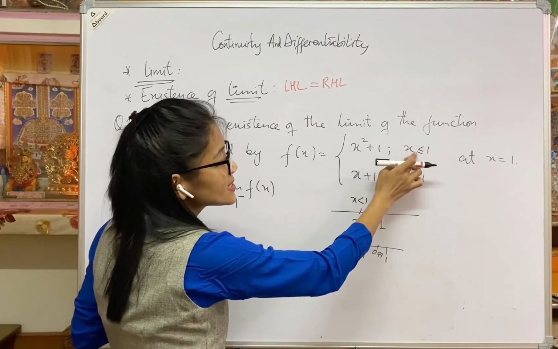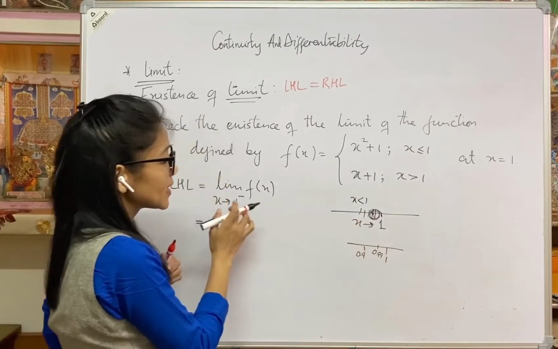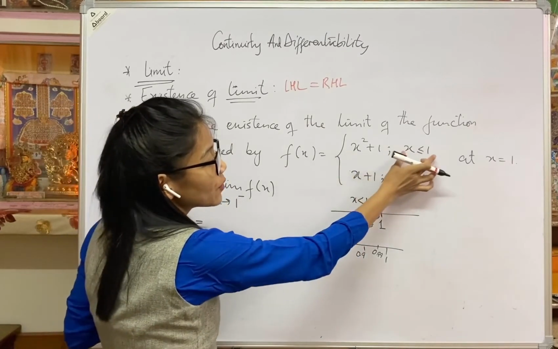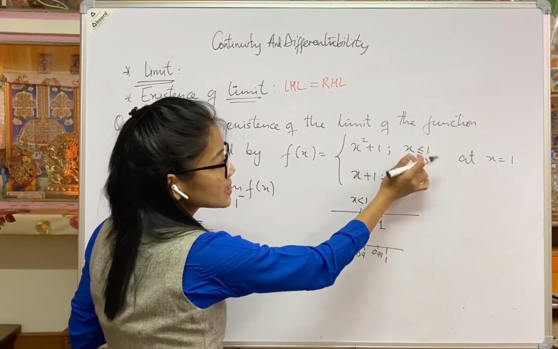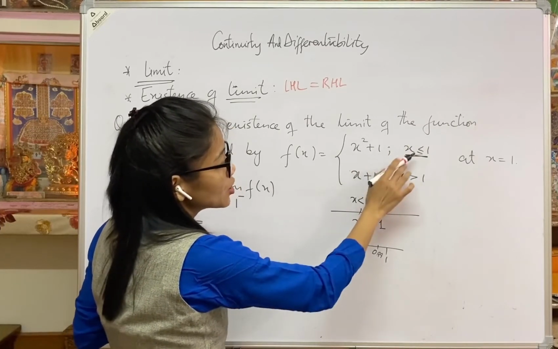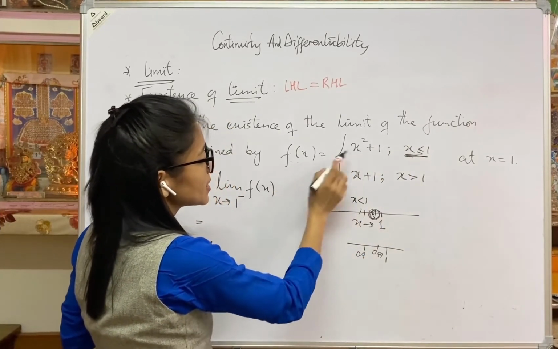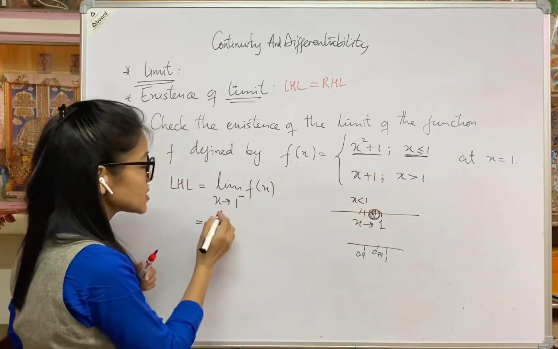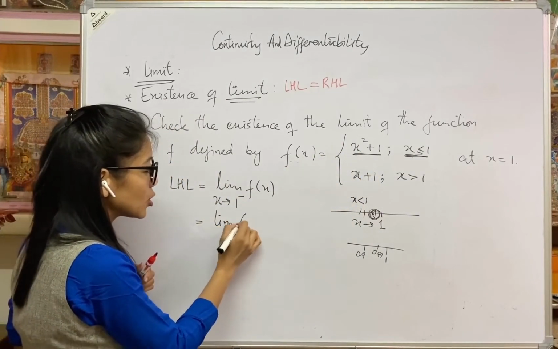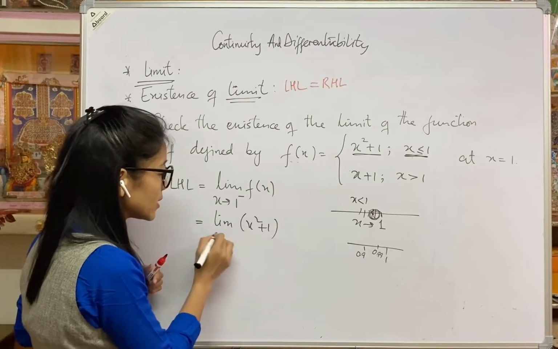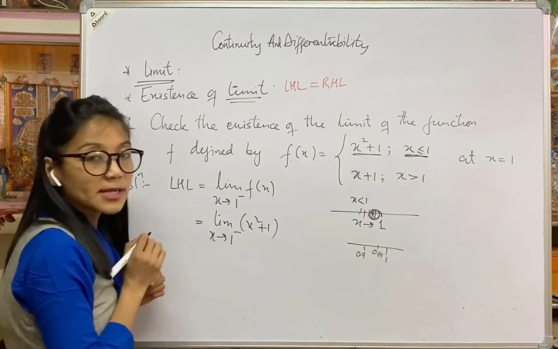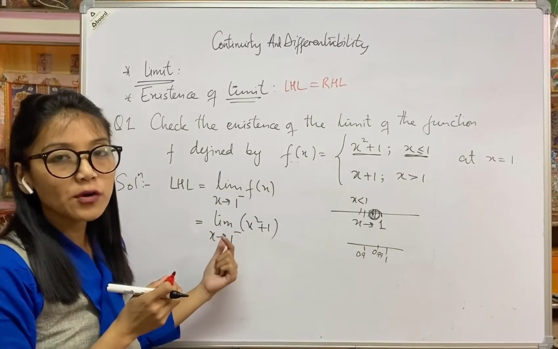So when x is less than 1, now when you are finding the left hand limit, this nature of x comes in this restriction, okay? So in that case, your function f of x is x square plus 1. So therefore, I will write limit of x square plus 1 when x tends to 1 from left hand side. So this is the correct way of choosing the function.